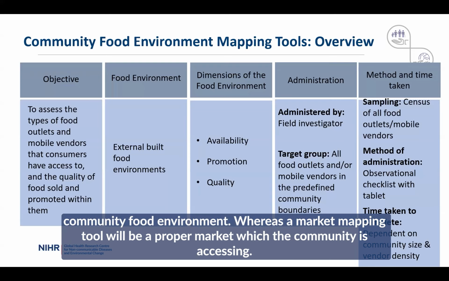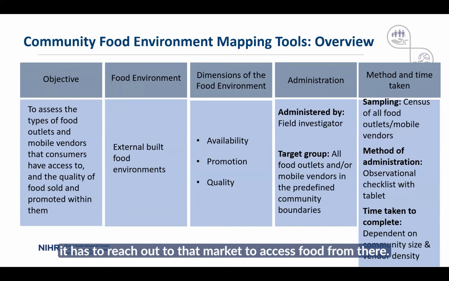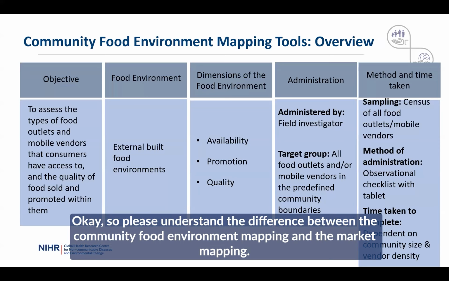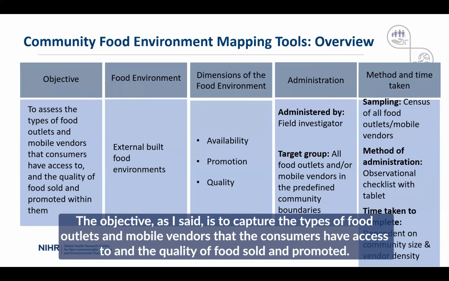Whereas a market mapping tool will be a proper market which the community is accessing. It has to reach out to that market to access food from there. Okay, so please understand the difference between the community food environment mapping and the market mapping. The objective, as I said, is to capture the types of food outlets and mobile vendors that the consumers have access to, and the quality of food sold and promoted within them.